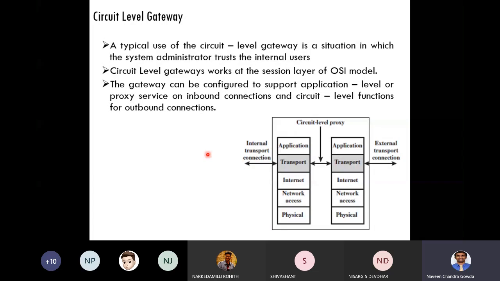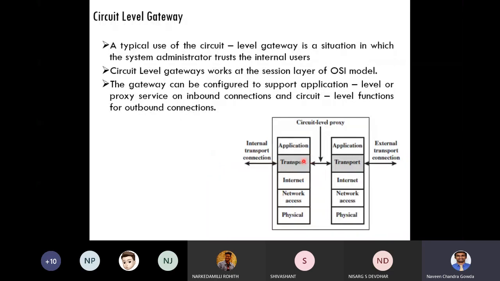From the transport layer, you can establish the TCP connections. That's what I said here. You will be establishing two TCP connections, one between the outside and the gateway, and one between the gateway and the inside. You can do that in the transport layer. You can't do it in either the internet layer or the application layer.